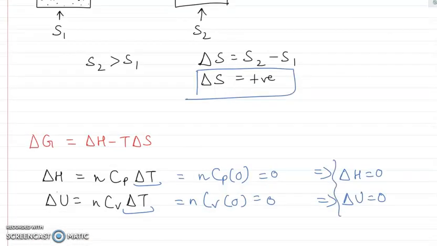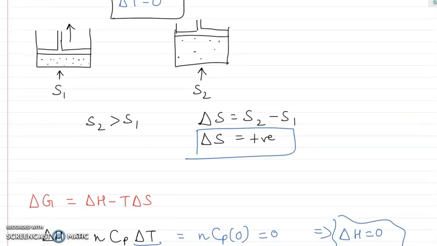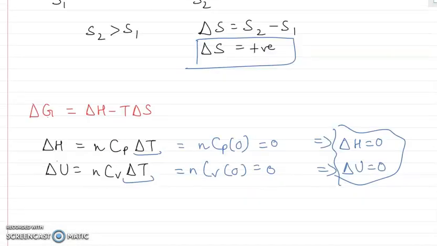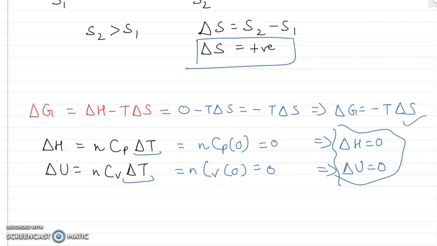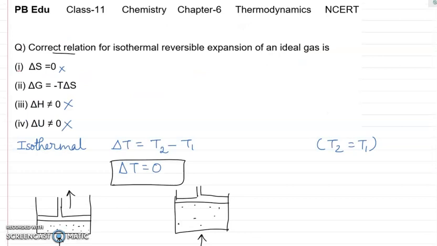The correct relation for the given process is this. We had to tell if del G would be equal to minus T delta S. Now we know that del H is equal to 0. We would put it here: 0 minus T delta S is equal to minus T delta S. So now we have del G is equal to minus T delta S. So this relation is correct, and this option is correct. Option second is correct for the given question. The correct relation is given in option B.